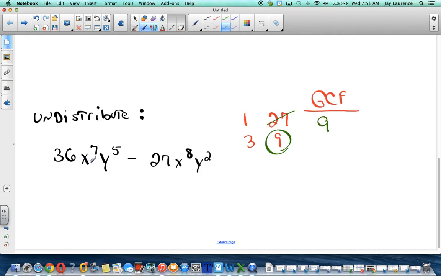Now looking at my x's, I've got x to the 7th and an x to the 8th. This side has 7 x's being multiplied. This side has 8. How many do they have in common? Well, of course, the answer is 7, x to the 7th. There are 7 x's being multiplied on both sides. This one has 8, but before you can have 8, don't you have to have 7? Now I look at my y's. On this side, I've got 5 y's being multiplied, and here I've got 2 y's being multiplied. They must have 2 in common. There's my GCF. So I'm going to divide by the GCF under both terms.